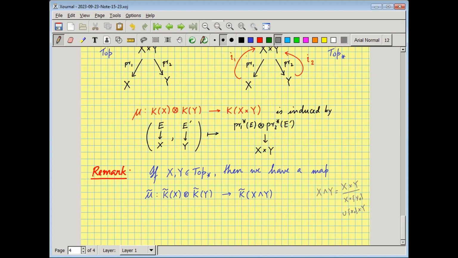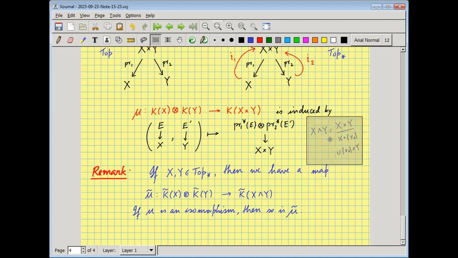Okay. So it turns out there's a map like this, and in fact, it follows that if mu is an isomorphism, we don't know in general whether it's true, then so is mu tilde. Okay. So this is just a side segue kind of. Okay, so this is just a remark. I mean, there's an induced map and if this is an isomorphism, then that's an isomorphism.